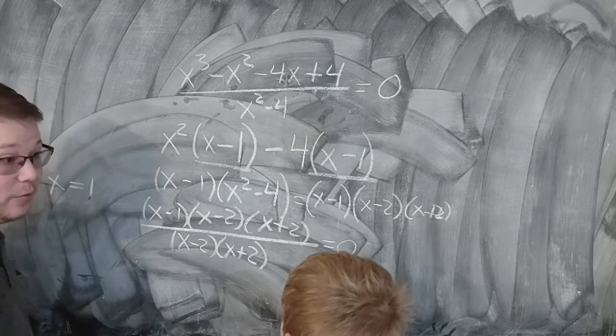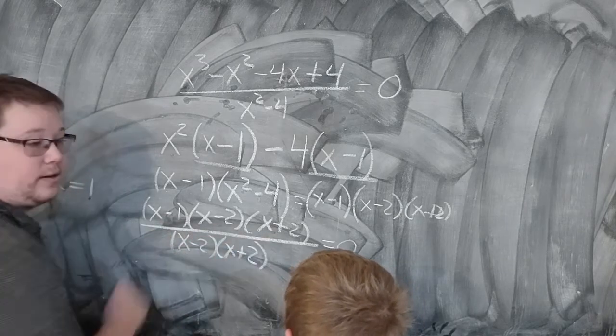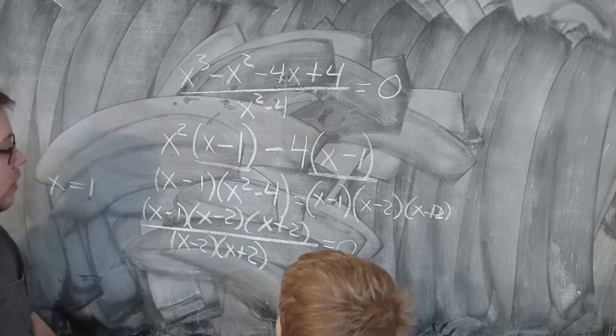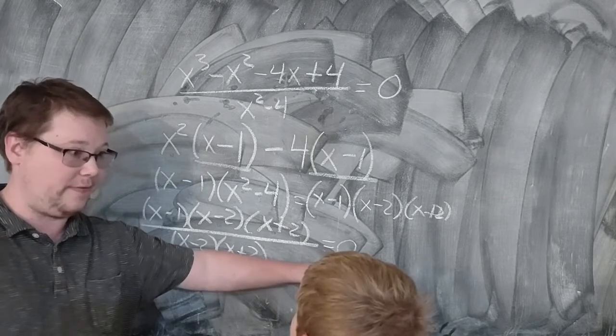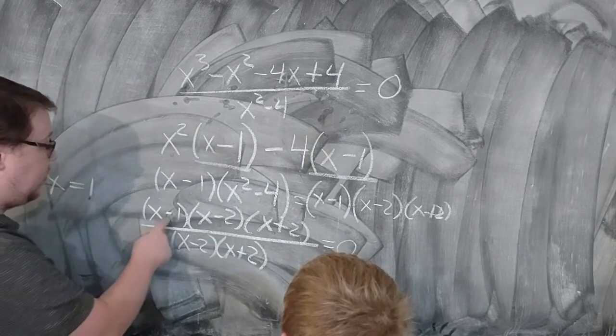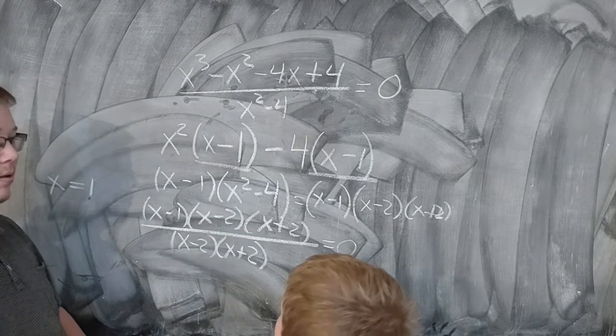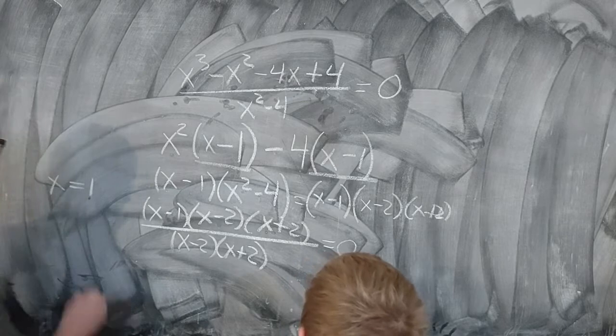If x is negative 1, we know that's not 0. That's not 0. That's not 0. The only way it can be 0 is if one of the factors is 0, right? So negative 1 isn't going to work. Is there another solution? Okay, let's look at 2.